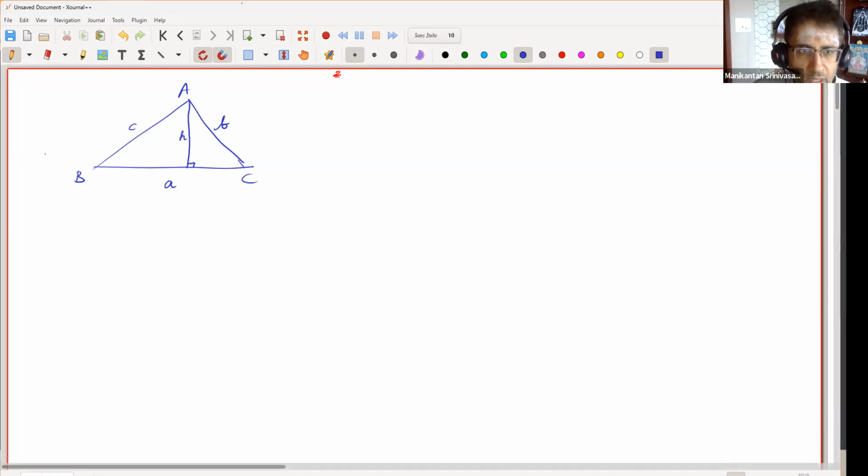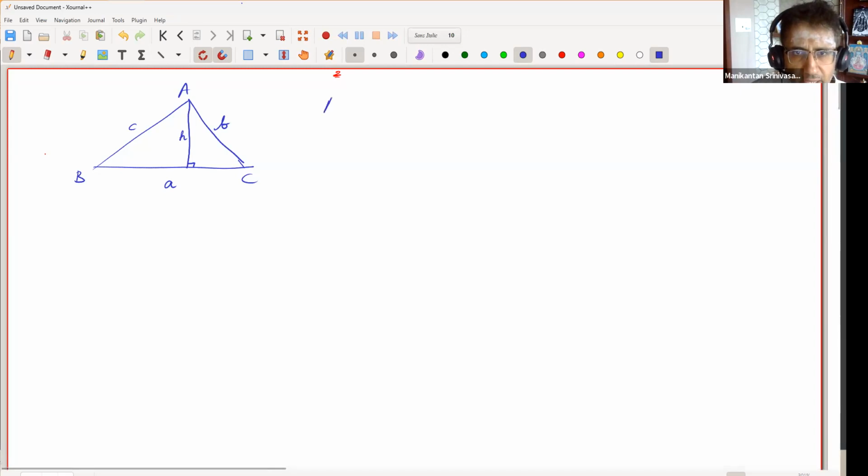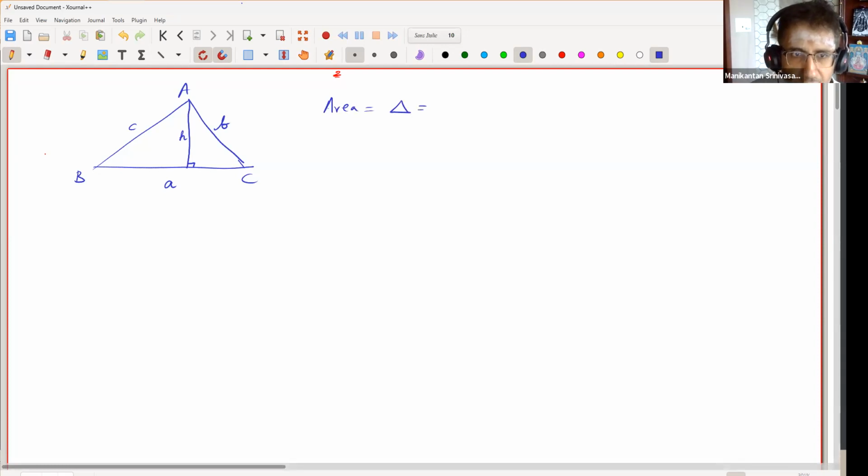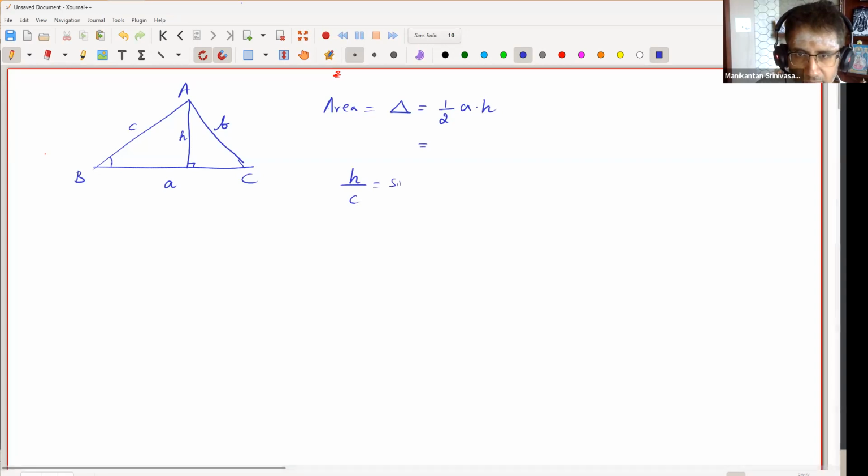Now, area of this triangle, area is generally denoted with delta. Delta stands for area. It is half base into height, so it's half into a into h. But h can be represented as, let's say this is angle B, so h by c is sine B. So h is c times sine B. I can replace that here, so it becomes half a c sine B.